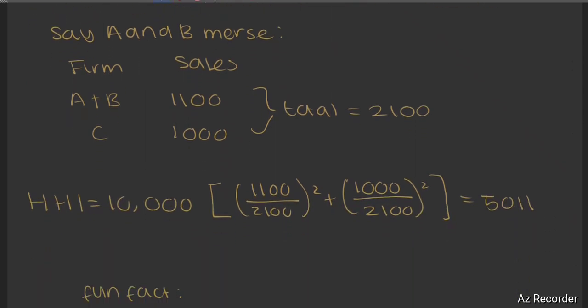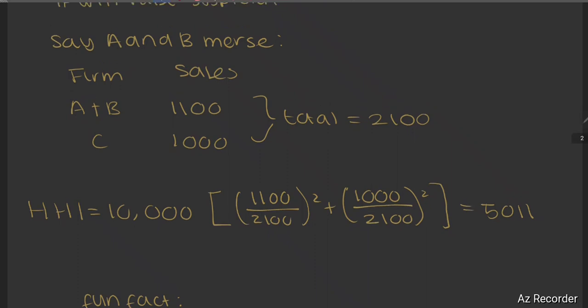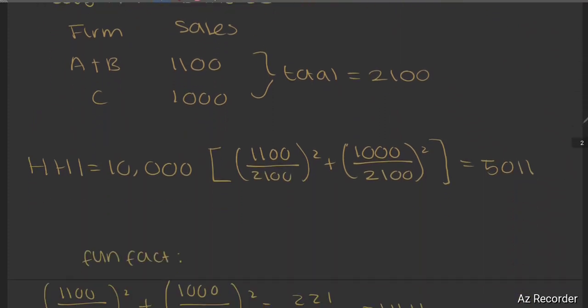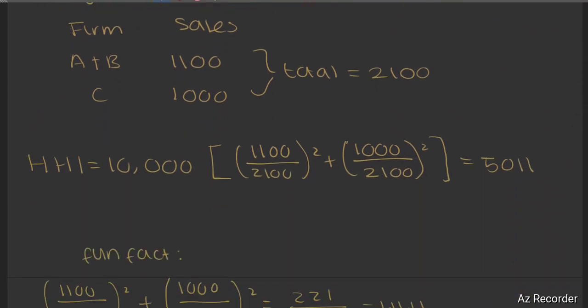So calculating the new HHI, we've got the sales of firm A and firm B over total industry sales, squared, add the sales of firm C over total industry sales, all squared, times 10,000, which is equal to 5,011, which is a lot greater than the previous 3,651 that we achieved before. And so that's obviously increased the HHI by over 200 points, and it will probably be blocked by the CMA.